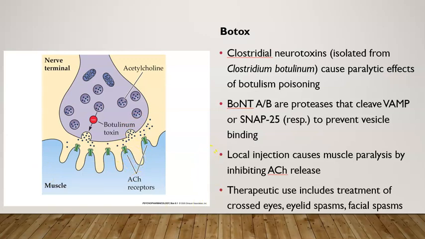Now, we use Botox for therapeutic effects, not just for cosmetic effects. It can be used for the treatment of cross-eyedness. You can apply Botox and it causes the muscles in your eye area to relax, so you don't get the cross-eyed. It can relieve eyelid spasms and facial spasms, again by preventing the muscles from being able to contract. It's also great for treating migraines.